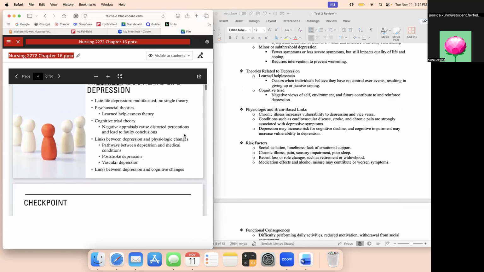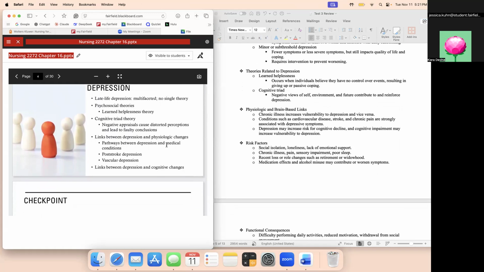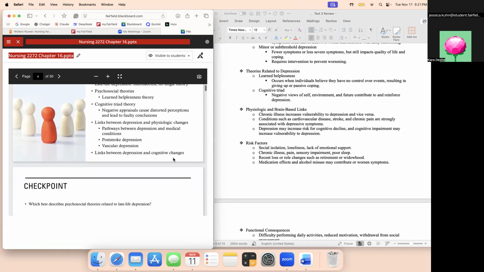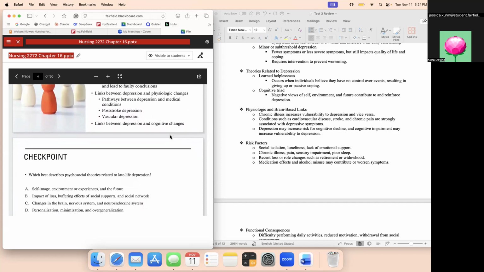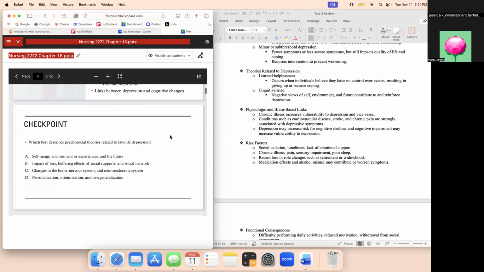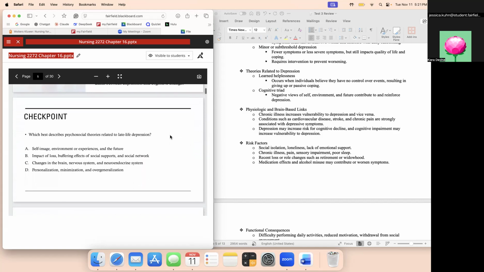The links between depression and physiological changes: there are pathways that link depression and medical conditions. Post-stroke depression is very common. You'll see that a lot because it is essentially a rewiring of the brain, and vascular depression is going to do the same thing. The vascularization and the neural pathways are all intertwined. When one gets disrupted, you're going to see a disruption in the other, and it could lead to depression.